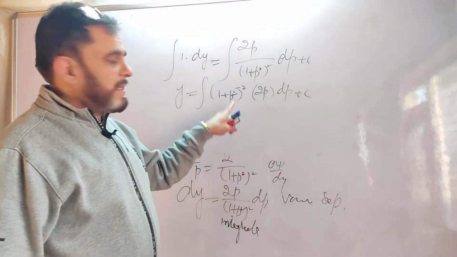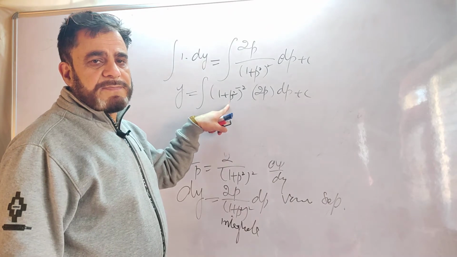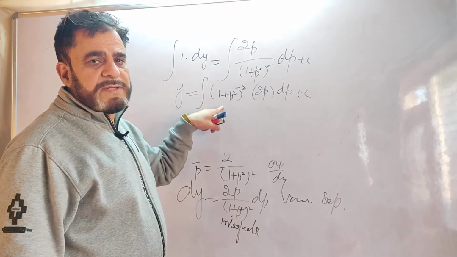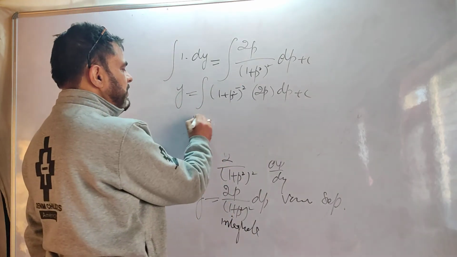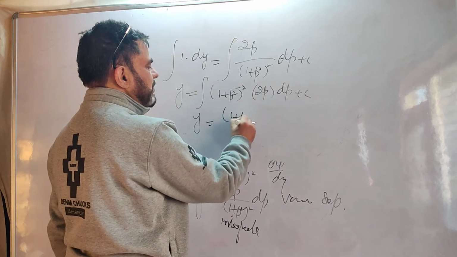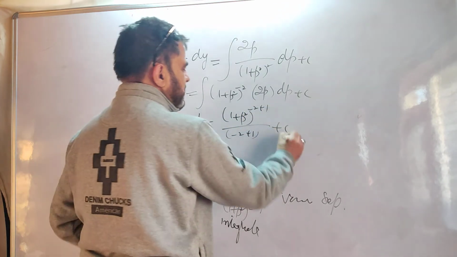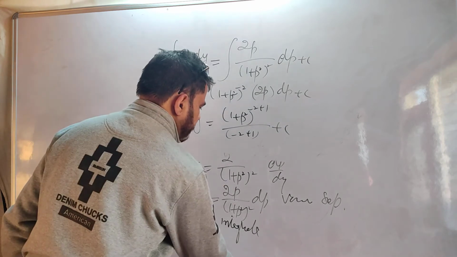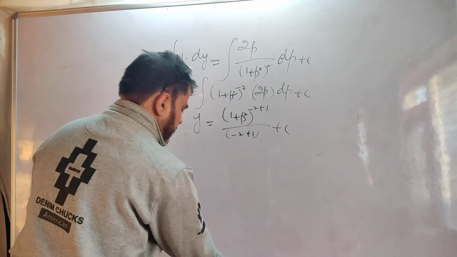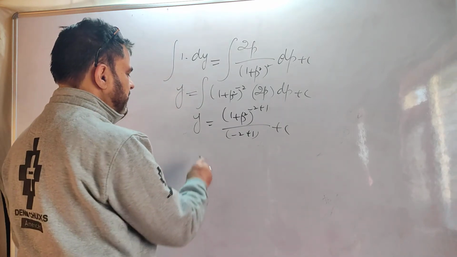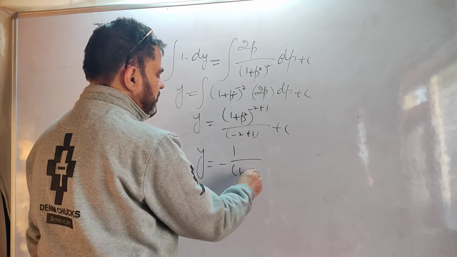Now what is it here? It is f(x) raised to the power n times f dash x, your fundamental result. f(x) is 1 plus p square, its power is minus 2, the derivative of 1 plus p square is 2p. So this will be y is equal to (1 plus p square) raised to the power minus 2 plus 1, by minus 2 plus 1, plus c. Well, you write it, y is equal to minus 1 by (1 plus p square) plus c.